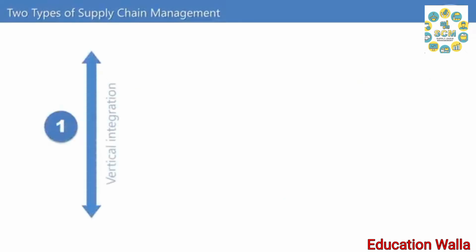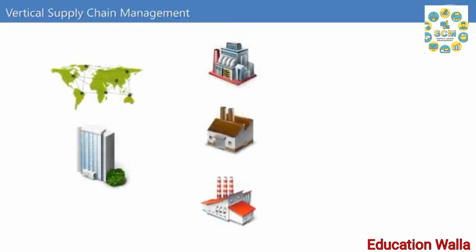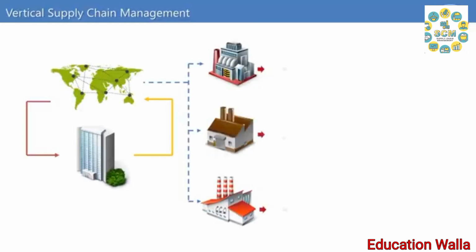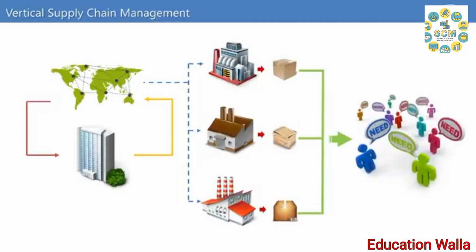Firms generally pursue one of the two types of supply chain management: vertical integration and lateral or horizontal integration. Vertical supply chain management is an arrangement in which the supply chain of a company is owned by that company. Usually each member of the supply chain produces a different product or market-specific service, and the products combine to satisfy a common need. This structure still persists in some companies.